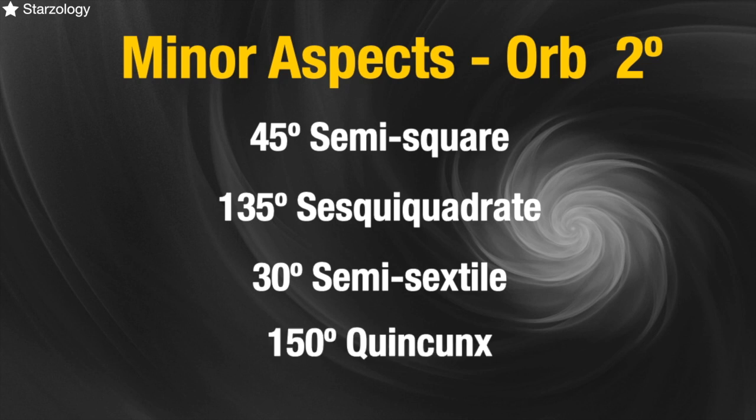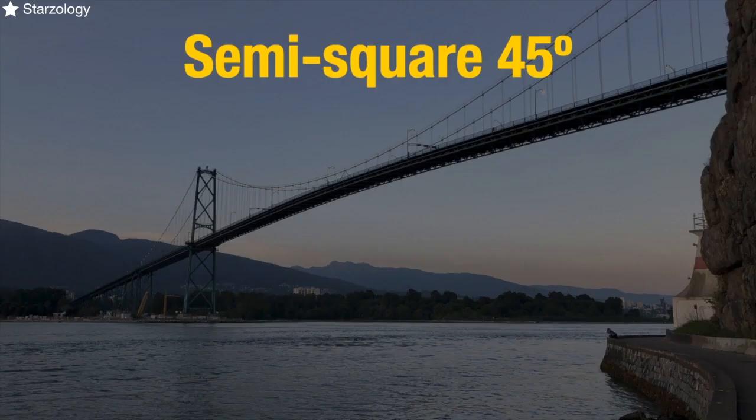And I just want to say at this point, if you're not fully understanding where these angles come from, you can go back to my other video about where aspects come from. I'll put a link above and below for you there. So first up, we have these semi-squares.